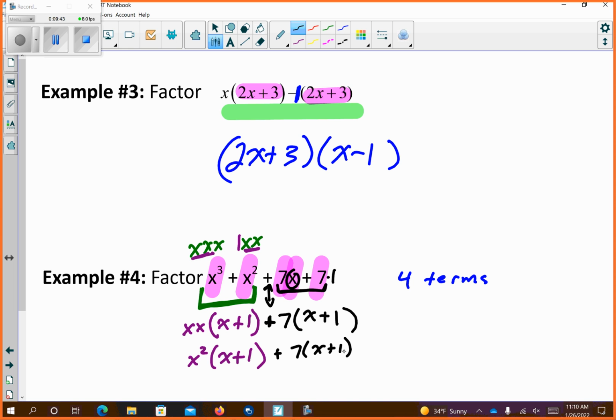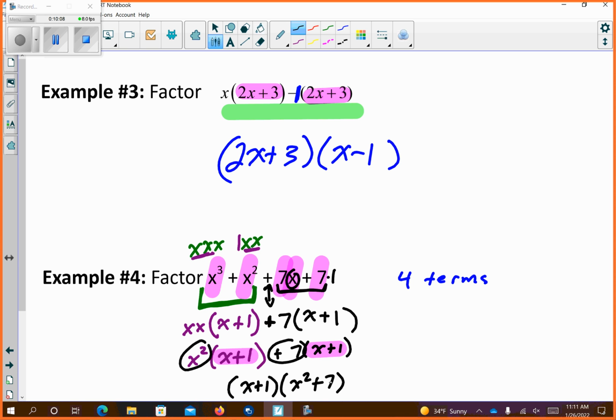Does this look like what we have up on example 3 now? I think so. So I have this in common and this in common. So that's going to come out front. X plus 1. And then I'm going to make another set of parentheses, and whatever I have left behind, I'm going to put in the other set of parentheses, and it's done.